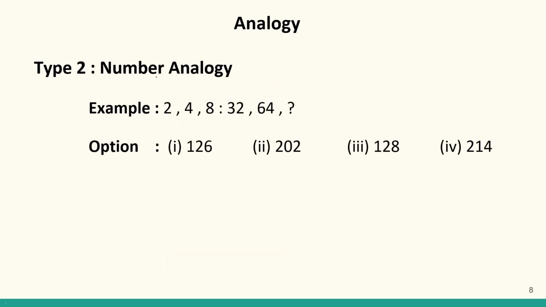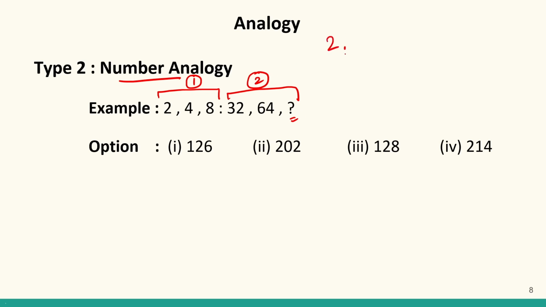This is type 2, which is number analogy. In this, again, we can see there are two parts. This is the first part and this is the second part. So first we have to identify the relationship between the first part and then we have to use the same logic to identify the missing term in the second part.